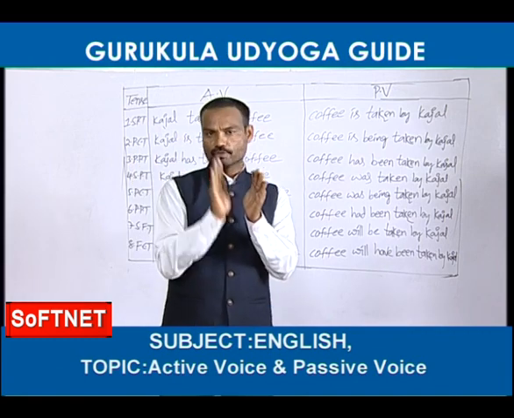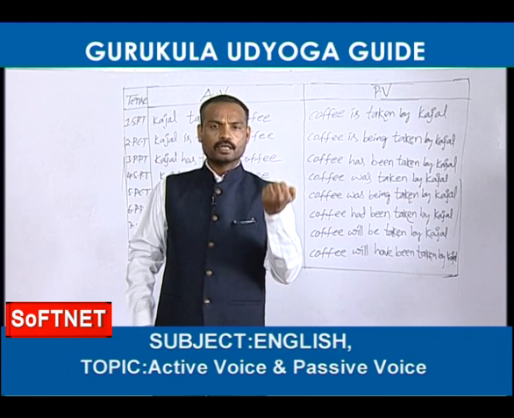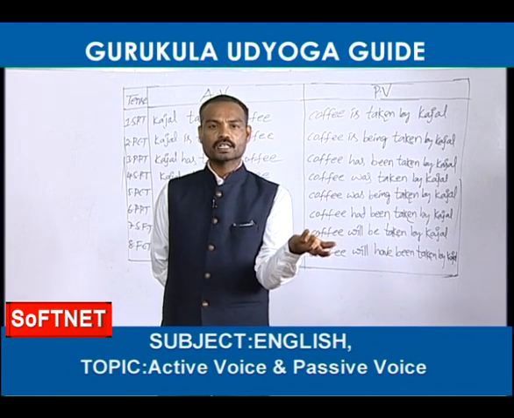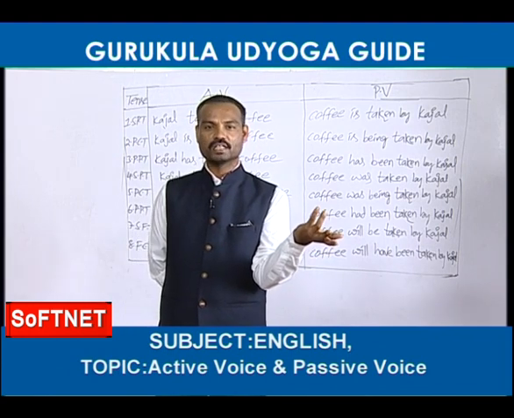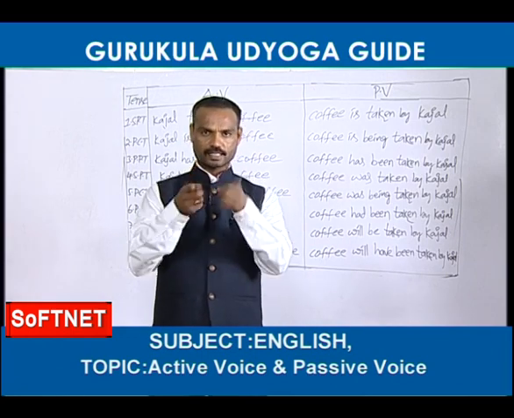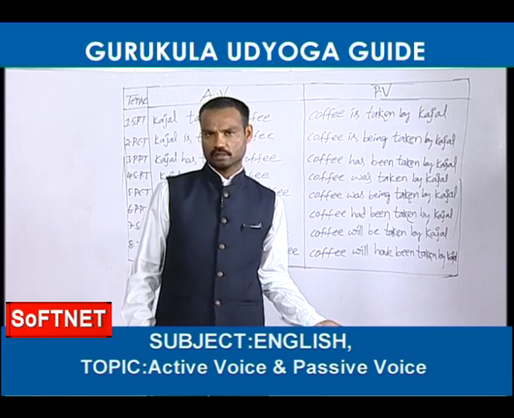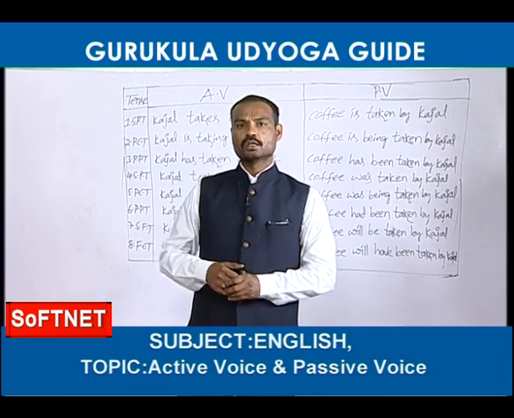What is the frame of past continuous? Subject plus was or were. Two helping verbs are there in past continuous. They are was and were. Next, V1 plus ing form. In past continuous, we should use ing form. You know that very well. So only two helping verbs should be used in past continuous. They are was and were. Was should be used for singular subjects. Were should be used for plural.